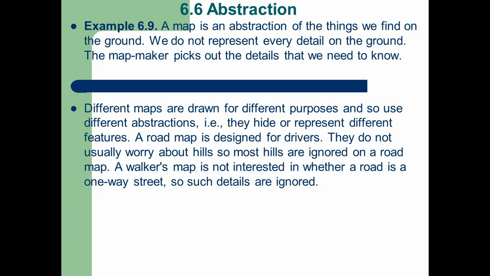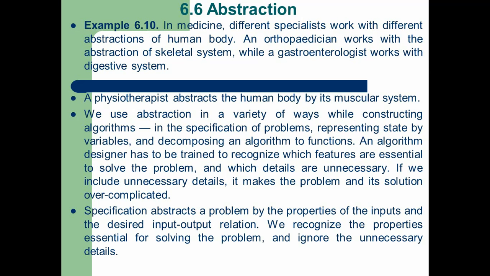The map maker picks out the details that we need to know. Different maps are drawn for different purposes and so use different abstractions. That is, they hide or represent different features. A road map is designed for drivers. They do not usually worry about hills, so mostly hills are ignored on a road map. A walker's map is not interested in whether a road is a one-way street, so such details are ignored. So there are different types of maps for a driver and for a walker. Likewise, we hide some details for different types of maps.